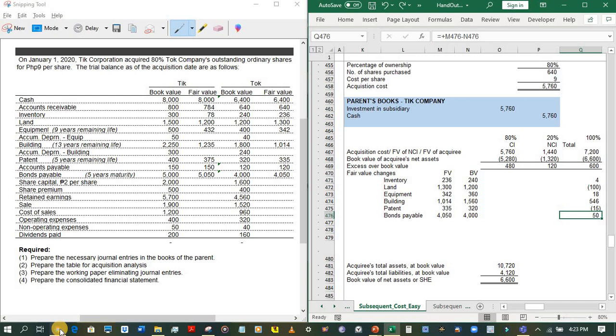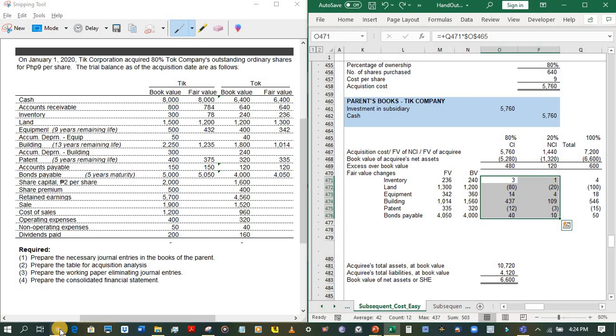Now, we already analyzed the differences between the fair value and book value of the assets and liabilities of the acquiree. Now, let's determine the share of the NCI and controlling interest on the fair value changes of each item of assets and liabilities. So for inventory, the share of NCI is 1 peso. So this is also positive, which is 20% of 4 pesos. And for the controlling interest, the 3 pesos is the 80% of 4 pesos. And same procedure for the remaining items. So that is up to bonds payable. So these are the share of the controlling interest and non-controlling interest at 80% and 20% respectively.